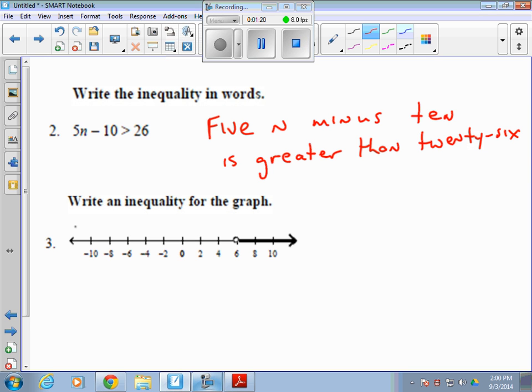Write an inequality for the graph. Well, you have x, and you have the number 6. It's an open bubble, and it's showing everything to the right, so it's showing everything that's larger, so it's going to be greater than. And it's an open bubble, so it's not or equal to. It's simply x is greater than 6.